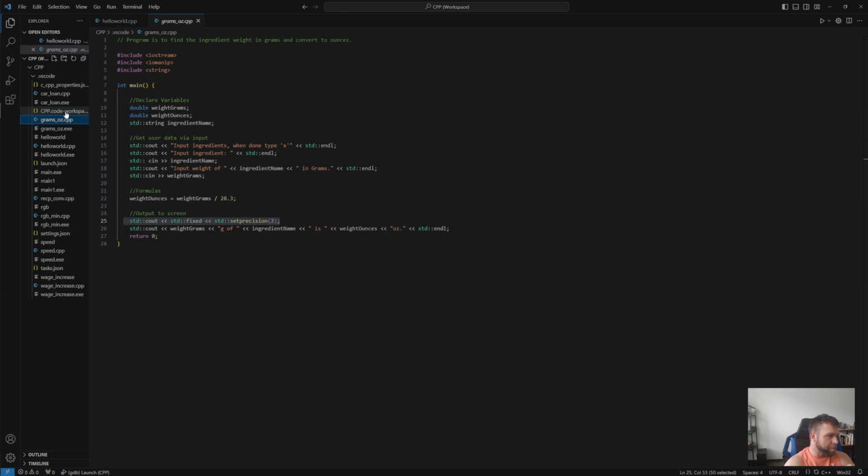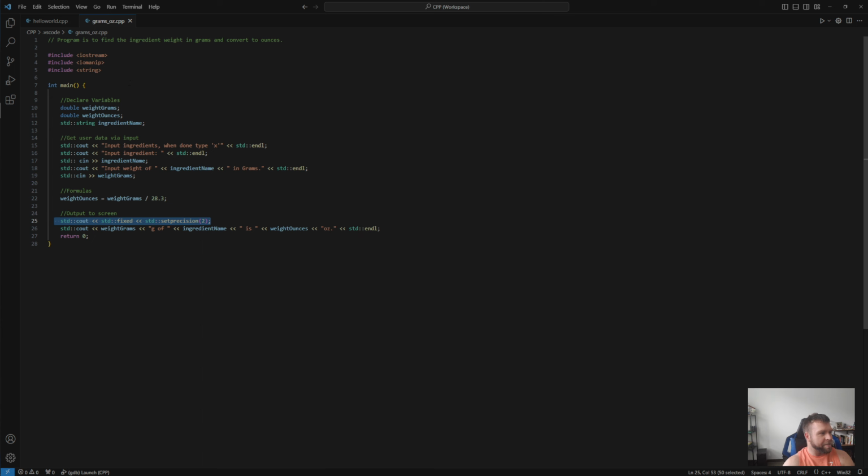Let me go ahead and open this simple program that I did. Basically, the program is to find the ingredient weight in grams and convert it to ounces. So if you guys see here, I declared the variable, and I knew it was going to have to be a double and a double because we aren't going to use just whole numbers when we're dividing into ounces and grams. And so basically the formula here, weight ounces equals weight in grams divided by 28.3. So that is how I knew I was going to have to work in doubles.